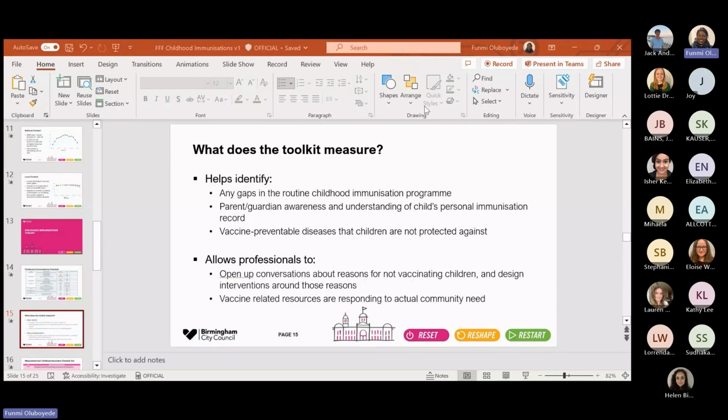And in fact, we do have MMR vaccinations that don't contain those products at all, and they're very safe to be given in every faith in every population. So that's a conversation that could be had to address those kinds of barriers. And then it allows professionals to provide vaccine-related resources when responding to actual community need.